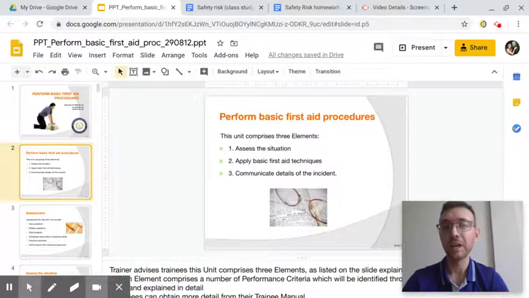Perform basic first aid procedures. This unit comprises of 3 elements. Assess the situation, apply basic first aid techniques, and communicate the details of the incident.